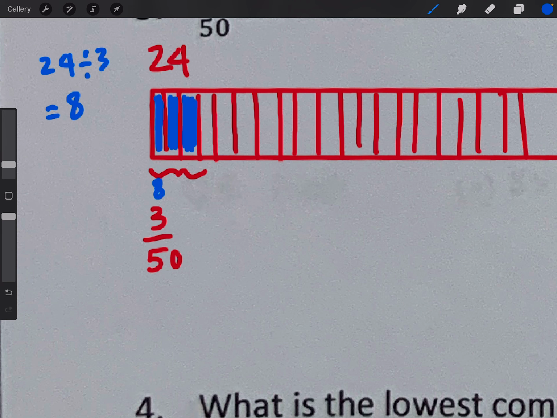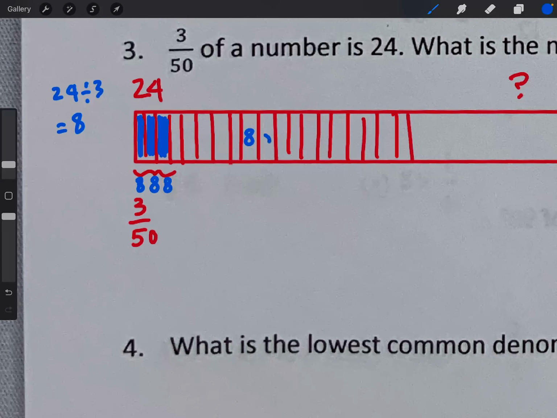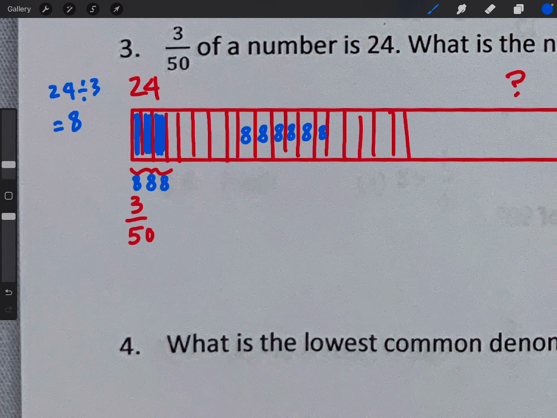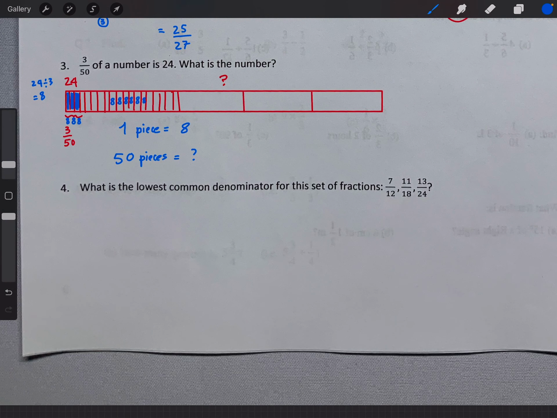So that's 8, 8, and 8. I don't know if you can see that. That means each piece is 8 because they're all the same size. And there's 50 pieces. So 1 piece is equal to 8. To find out what the number is, the number consists of 50 pieces. So we just do 50 times 8 and we get the whole number.